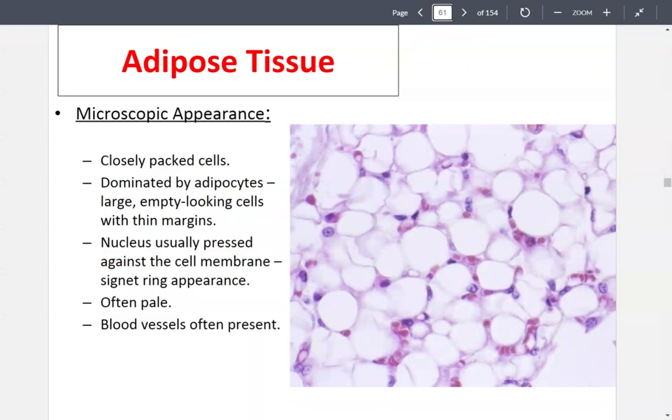Because it is predominantly lipid, it will be very, very pale, and because this is storage of energy, potential energy, it has to be broken down into compounds in order to actually use, but it is potential energy. It is typically going to be highly vascular.